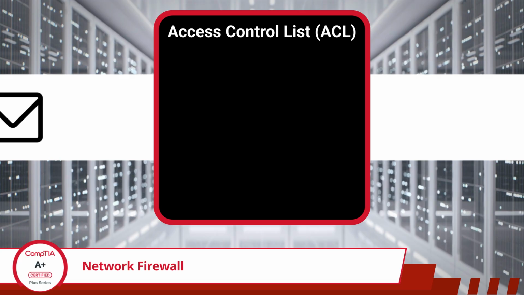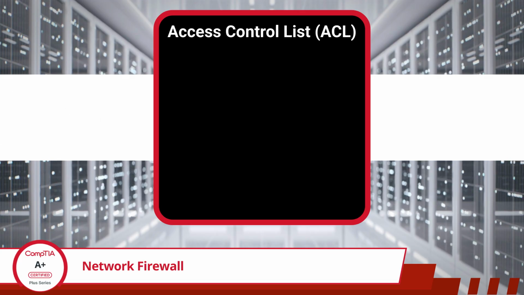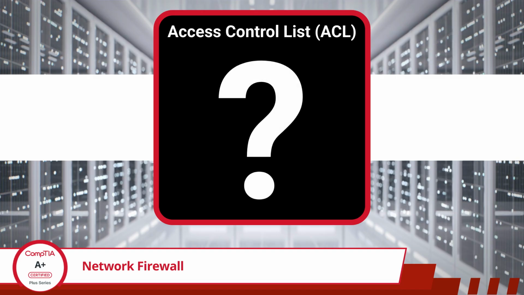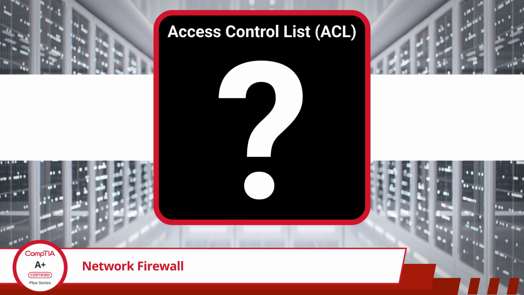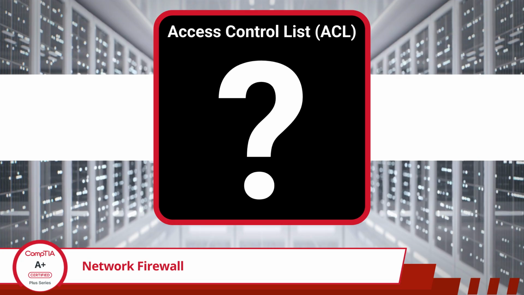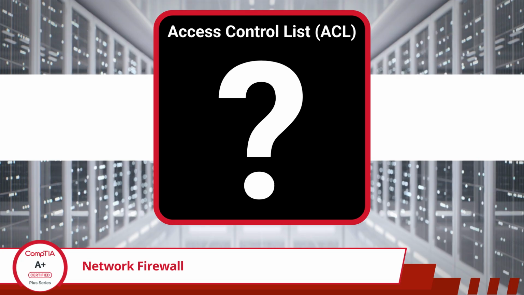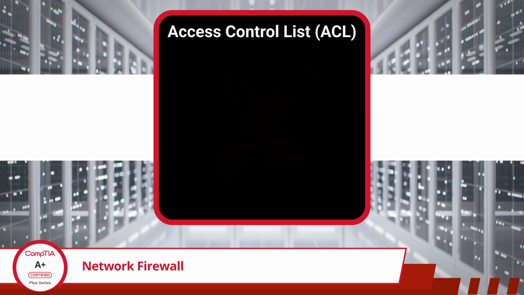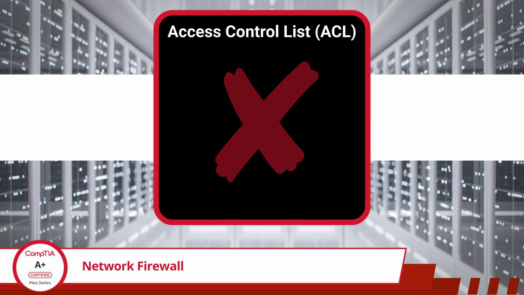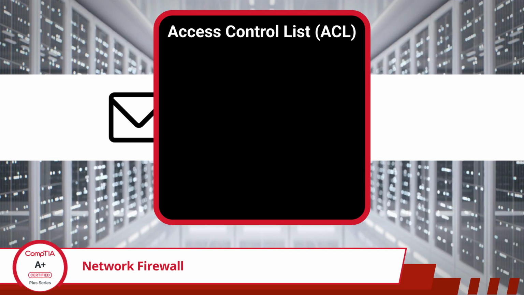As a data packet is received by a network firewall, the network firewall will compare the data packet against the security rules listed in its access control list. If the data packet does not match any of the allow rules in the access control list, the data packet will be denied. Then, the next packet can be processed.